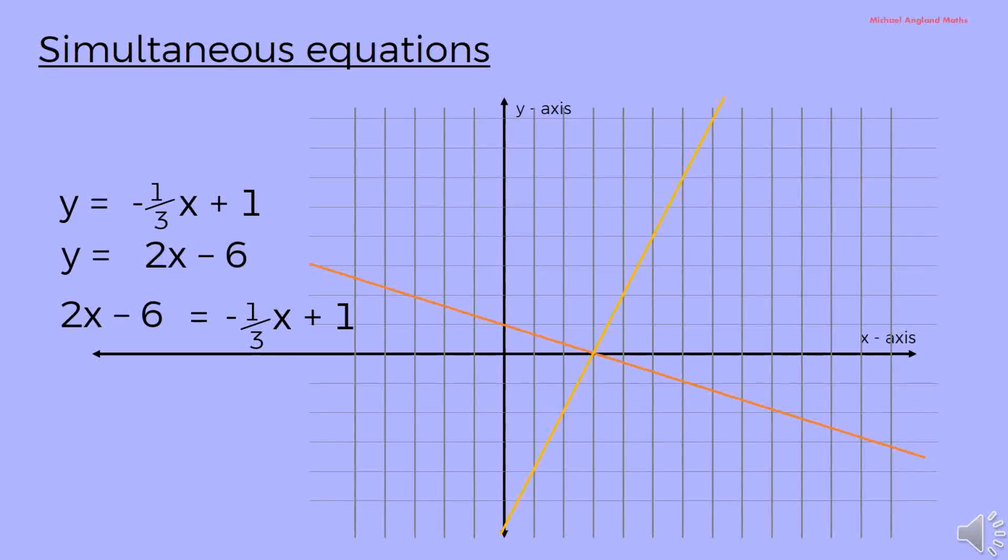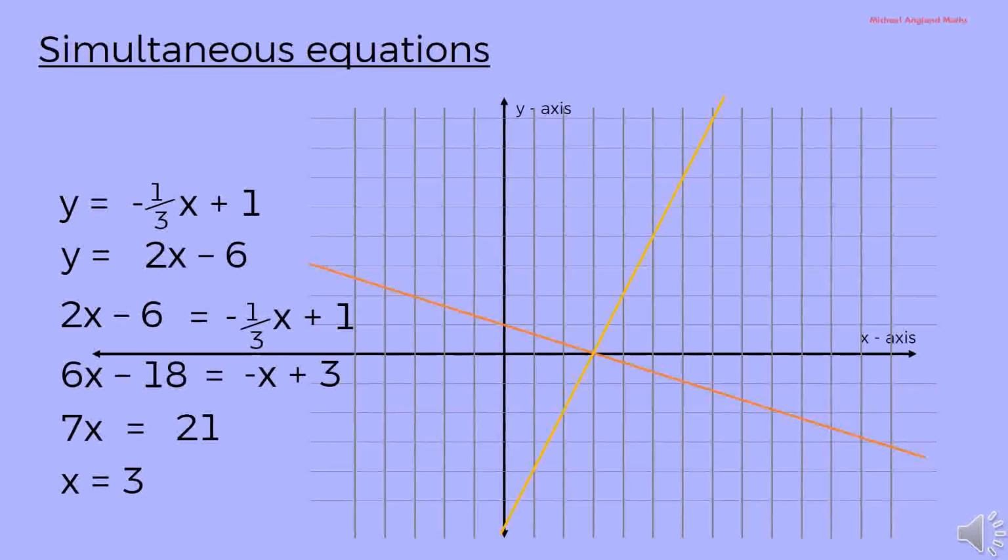Going down to the next line, let's get rid of that third by multiplying through on both sides by 3. 6x minus 18 equals minus x plus 3. Now let's bring the x's to one side. So adding x to both sides, we get 7x minus 18 is equal to 3. 7x is 21, x equals 3. Now plugging that value into either of those two equations gives us y is equal to 0. So yes, the point of intersection is 3, 0. Let's have a look at another example.